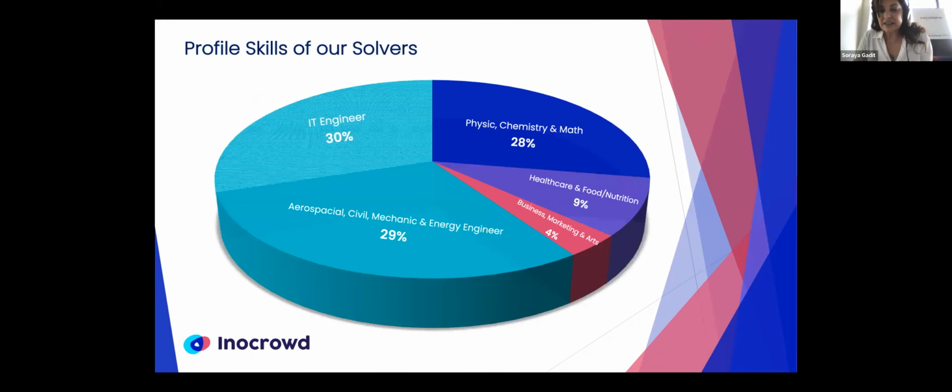For that reason, most of our solvers, the researchers that we have on our platform, are engineers. 59% of our solvers are engineers, 28% are from the basic sciences, physics, chemistry, and mathematics, 9% are from the health sector, and 4% are from business, marketing, and arts.